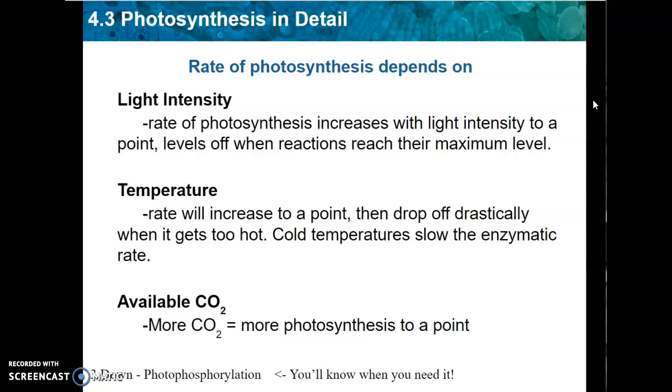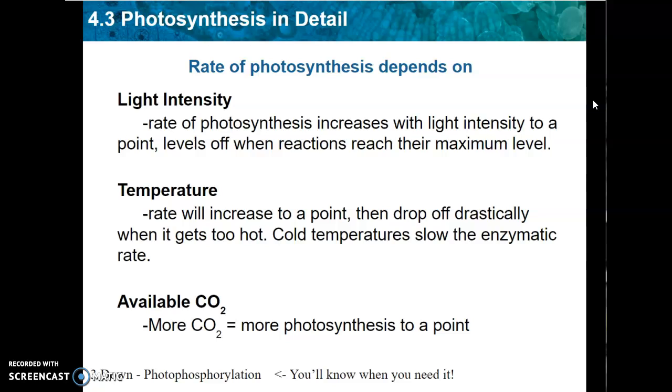Temperature, the rate will actually increase to a point and then drop off drastically when it gets too hot. Cold temperatures will just slow down the enzymatic rate. So that Calvin cycle that's occurring is very dependent on enzymes. And if you remember back, we talked about how enzymes are temperature specific. And then obviously the availability of CO2. The more CO2, the more photosynthesis, to a point.